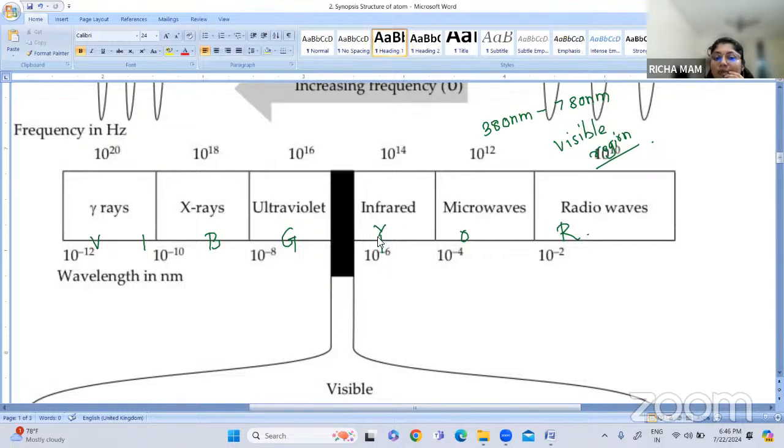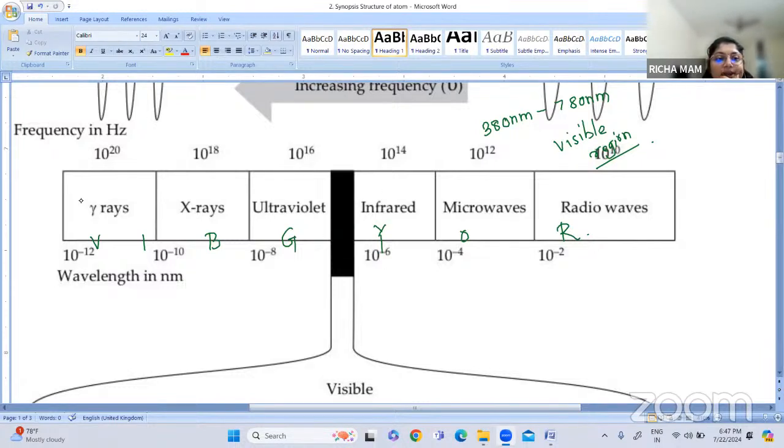Next is 10 raised to minus 6. The wavelength of 10 raised to minus 6 is our infrared region, that is our IR region.